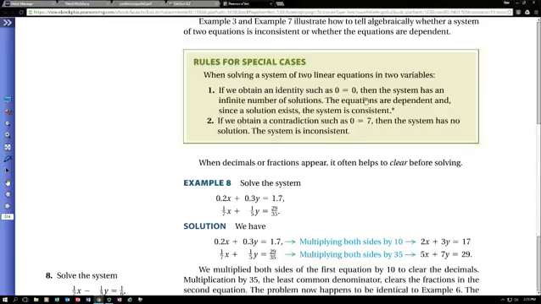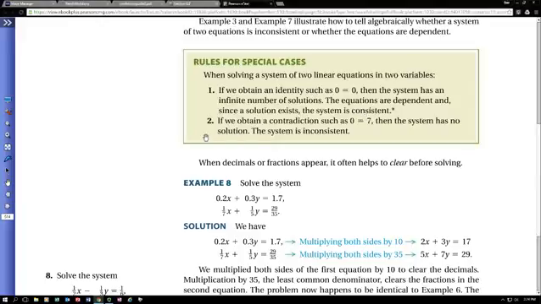But when we get this thing here, that's what they're talking about: if you obtain an identity such as 0 equals 0, then the system has an infinite number of solutions. The equations are dependent, which means that they really lay completely over each other in a graphical sense. Since the solutions exist, it is consistent, meaning that these are words from the end of section 1. We have a dependency and a consistent, which consistent means that there's at least one solution. In this case, there's an infinity of solutions.